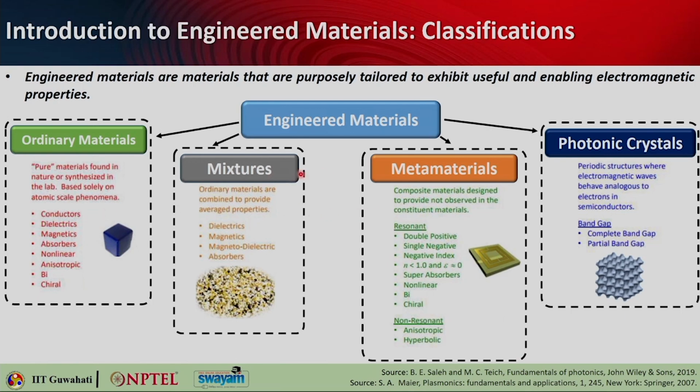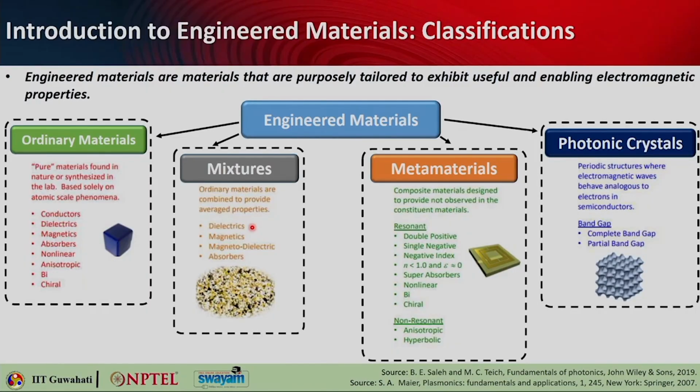Then you have another type of engineered materials, which is basically a mixture. The name tells you that the ordinary materials are now combined to get some average property. So they can give you different types of dielectrics, magnetics, magnetodielectrics and absorbers. And then we have also seen photonic crystals.